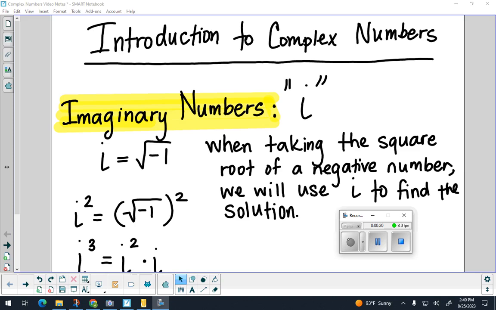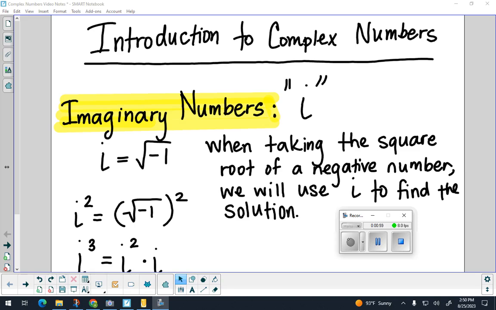Imaginary numbers is our vocabulary word, and that is notated by this i that we see. And what are imaginary numbers? Well, they are when we're taking the square root of a negative number. This is what we use to find the solution. Something that we have been saying since Algebra 1, maybe even before that, is that you cannot take the square root of a negative number, which was true in Algebra 1. But now that we're in Algebra 2, we have a way of taking the square root of a negative number. It's going to be an imaginary number.